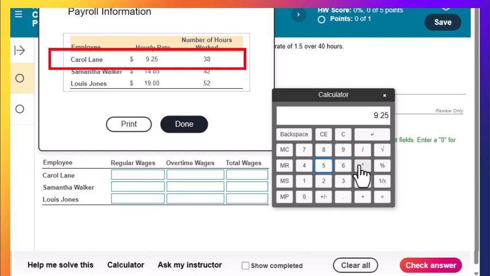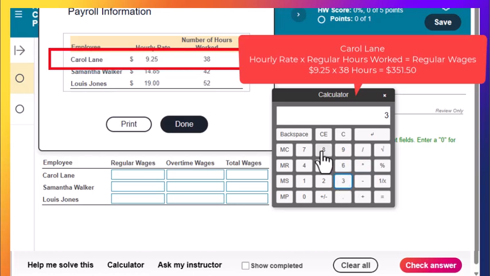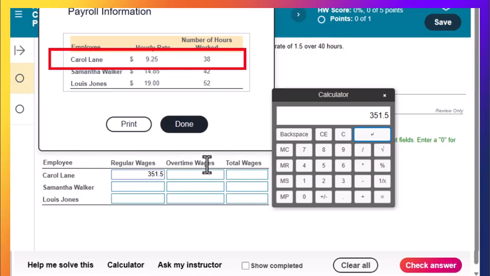$9.25 multiplied by 38 hours of regular time equals $351.50. So go ahead and click in the regular wages, and then you can hit the enter key in order to populate the answer there. And then as for Carol Lane's overtime wages, because it is under 40 hours worked, there will be 0. And it's very important to enter a 0 here in this field, otherwise My Accounting Lab will count your answer incorrect.